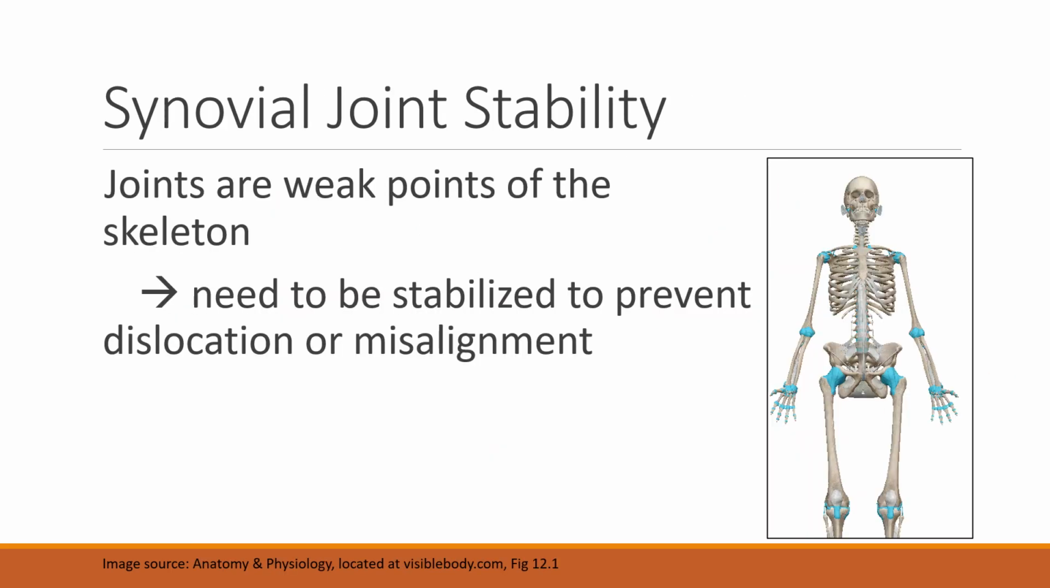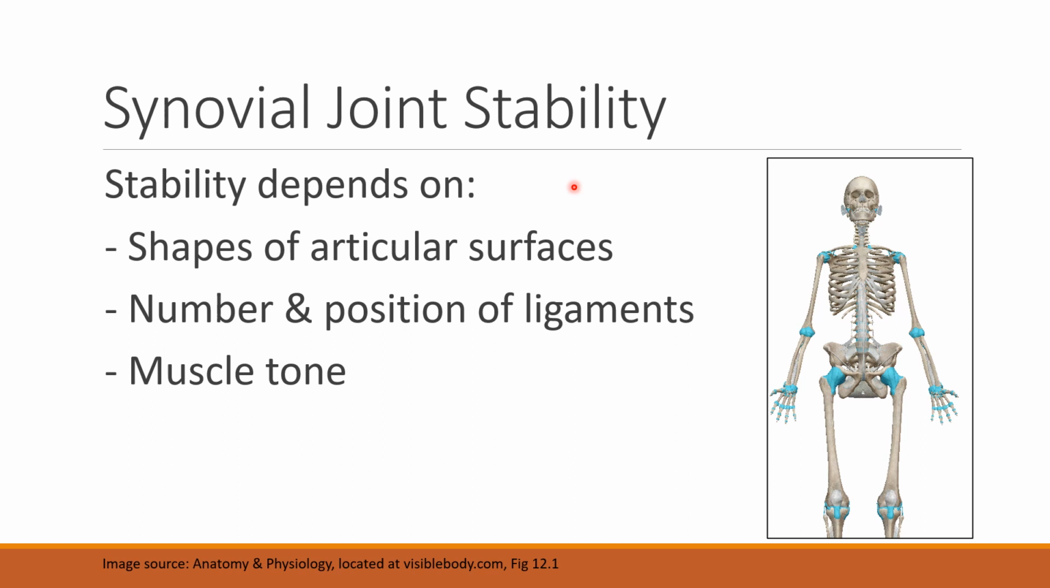When we're talking about synovial joints, oftentimes we're worried about the stability of those joints, to help prevent dislocation or misalignment. Perhaps you've heard of somebody who dislocated their shoulder, and you want to avoid that as much as possible. Dislocation of fingers is another thing that can happen as well. Stability of a synovial joint depends on three things: the shapes of the articular surfaces, the number and positions of ligaments, and the muscle tone.